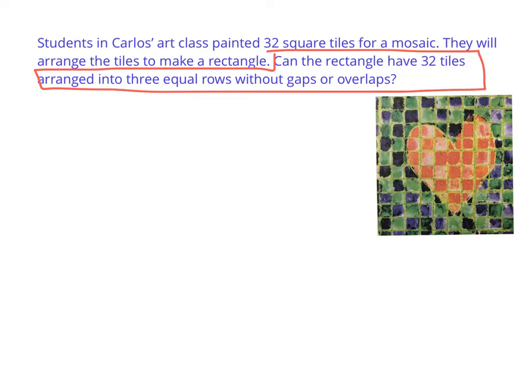So go ahead and take 32 tiles and figure out if you can arrange the tiles into 3 equal rows to make a rectangle. You can also just try drawing it onto grid paper if you'd like. Pause this video and work with your partner. Okay, so what did you come up with? Were you able to arrange the tiles into 3 equal rows to make a rectangle?